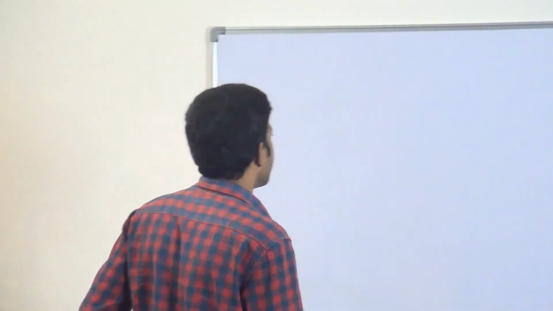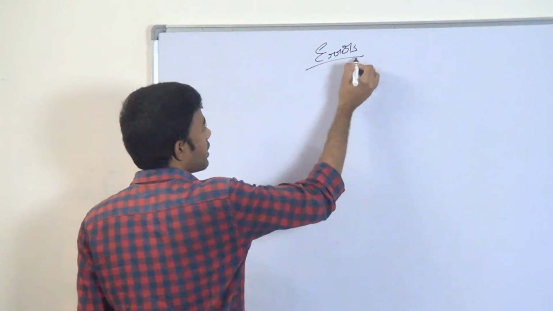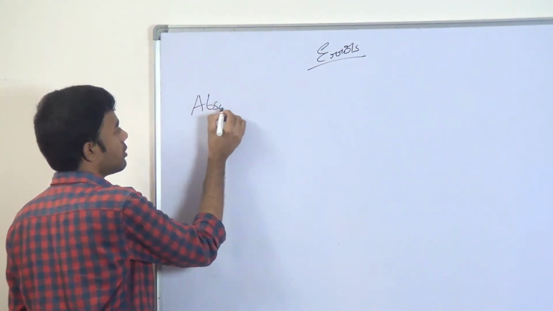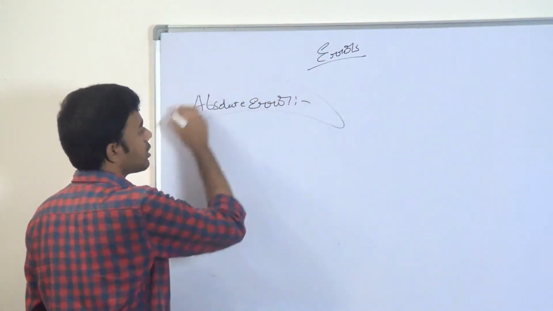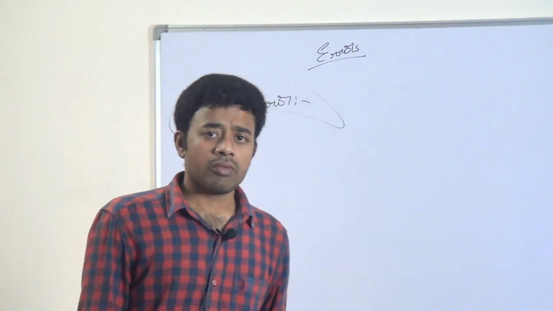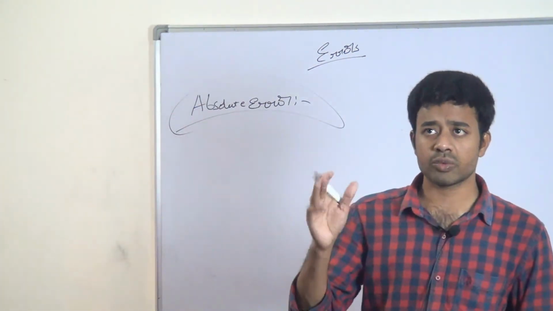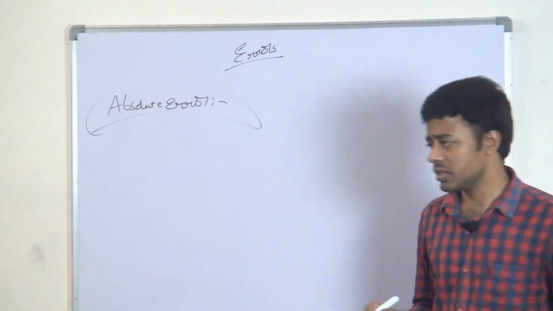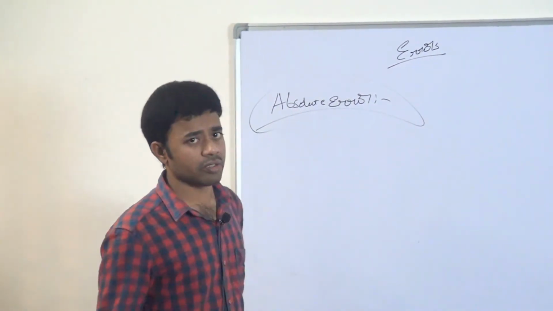So the next topic is errors. How do you calculate error? In finding error, first you have to find the absolute error. What is this absolute error? Absolute error means first you have to find the mean or average of all the values we have corresponding to the physical quantity.